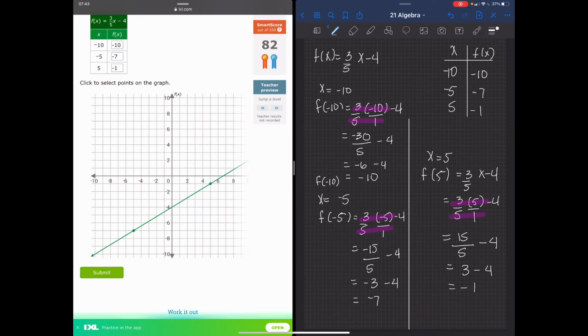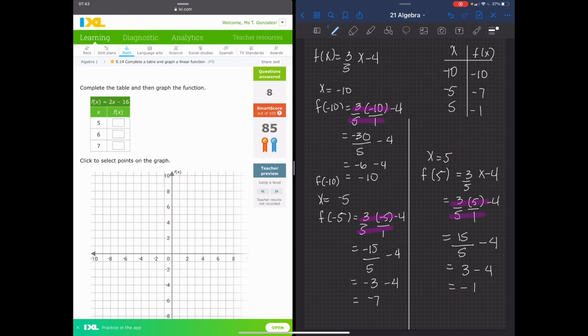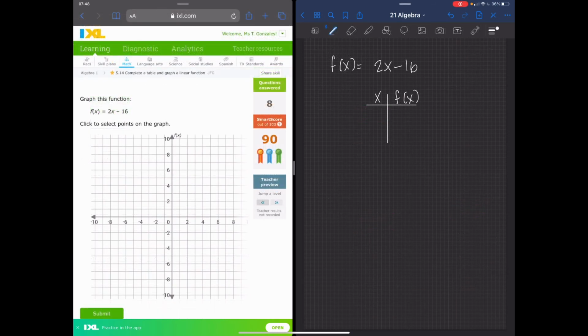So weird. Okay. So graph this function. You're going to pick your own points. You have to make sure that you pick points that can be graphed. So let's just pick like 2 and 4. Remember, you only need 2 points to graph a function, but it has to be on the table or on the plane.